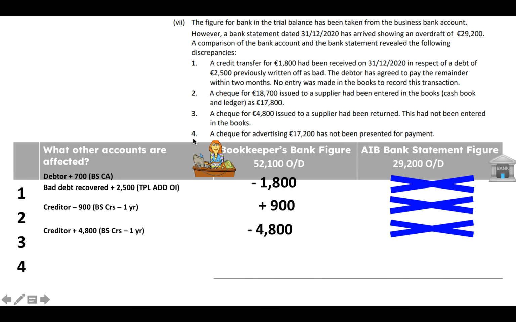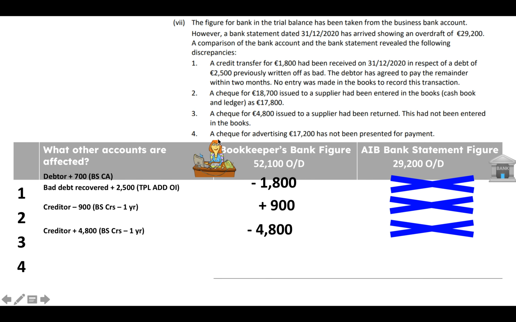Then lastly, we've got number four. We have a cheque for advertising, 17,200 has not been presented for payment. So we sent a cheque to an advertising company for 17,200 and basically they just haven't gone into the bank and given it to the bank yet. So when they do, basically what's going to happen, this AIB bank figure, the overdraft is going to increase.